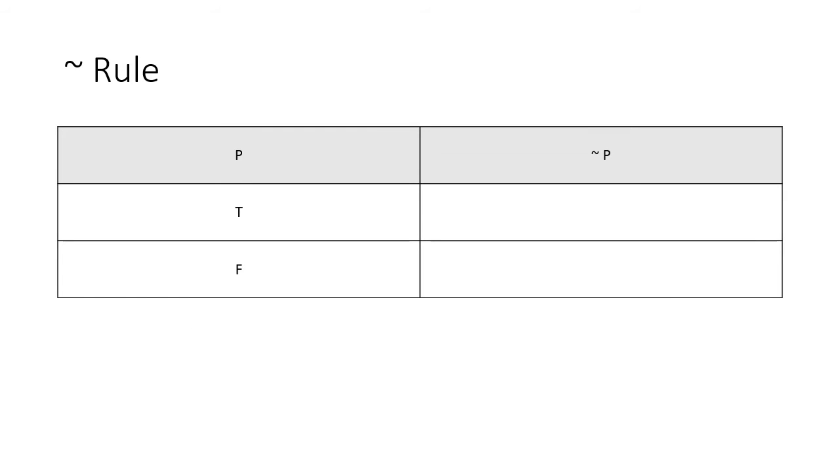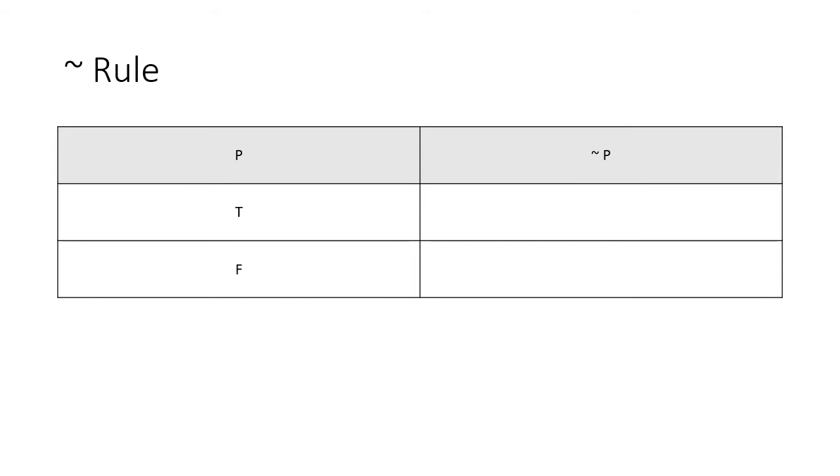Next is the tilde rule, and you'll notice that there's only one letter here, and so there's only two rows because there's only two possibilities. There's only true or false for a single letter. There's no multiple combinations that we need. So in this situation, our key is very short.